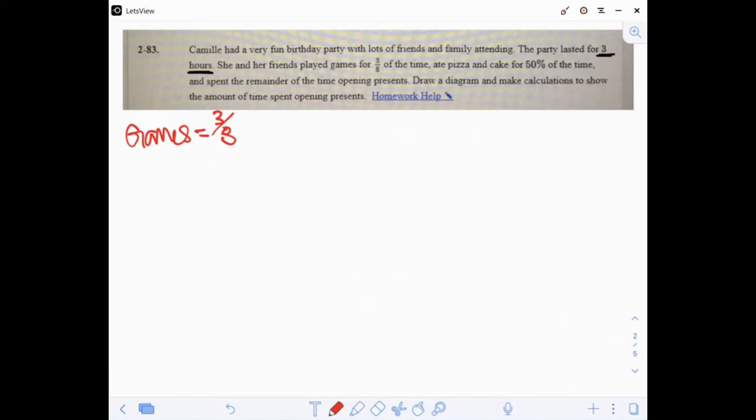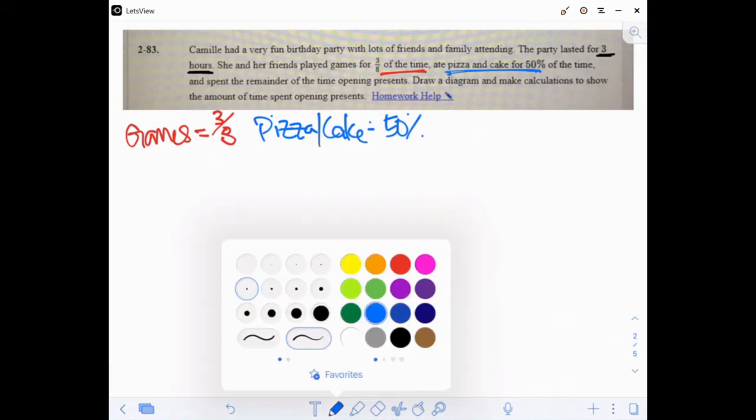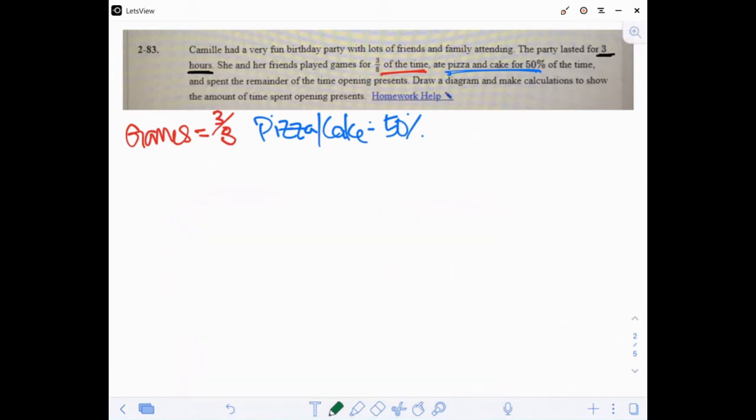And then they ate pizza and cake for 50% of the time. So we got pizza and cake, 50% of the time. So you can see I'm just organizing my thoughts. And then the remainder of the time was opening presents. So let's just say presents. We're trying to figure that out. We don't know what that is, so I'll just put a question mark. Remainder of the time was presents.